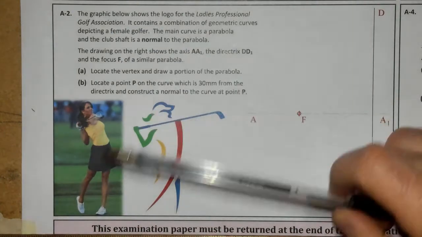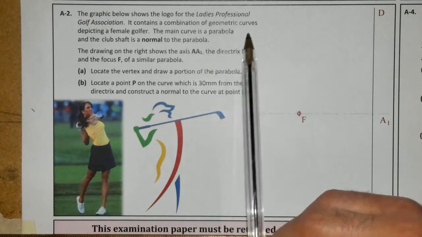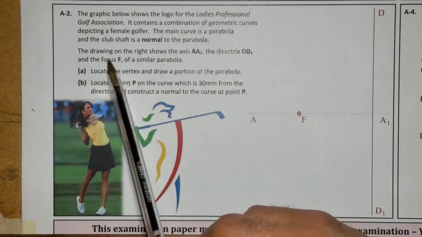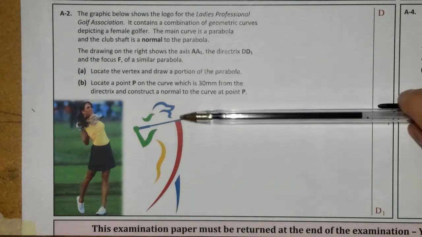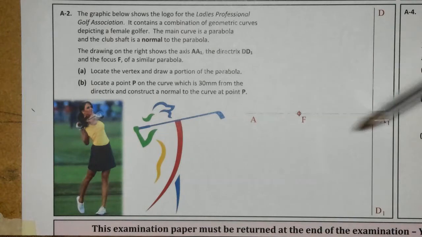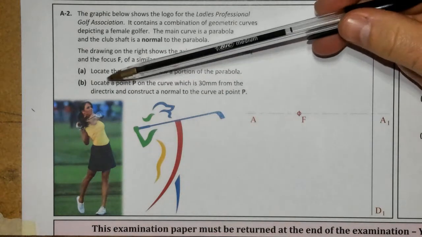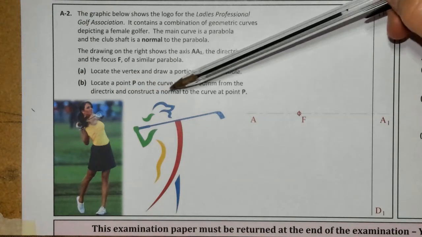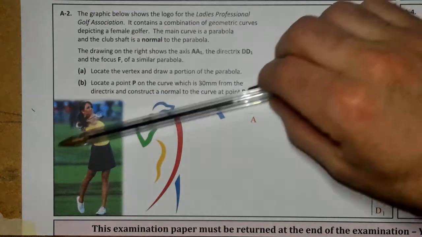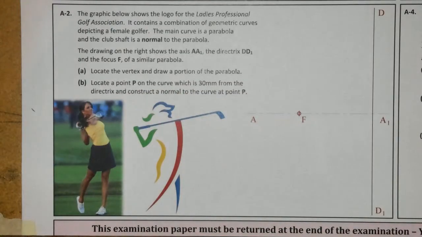okay, to the parabola. So it says the drawing on the right shows the axis AA1 and the directrix DD1 and the focus of a similar parabola. So we have the directrix, which is going here, and we have the axis, and on the axis, which is AA1, we also have a focal point. So part A, locate the vertex and draw a portion of the parabola, and then part B, locate a point P on the curve, which is 30 millimeters from the directrix, and construct a normal to the curve at point P. So obviously we're going to have to get that kind of club shaft. So we're going to have to get the parabola first and then the shaft like that, okay, the club.